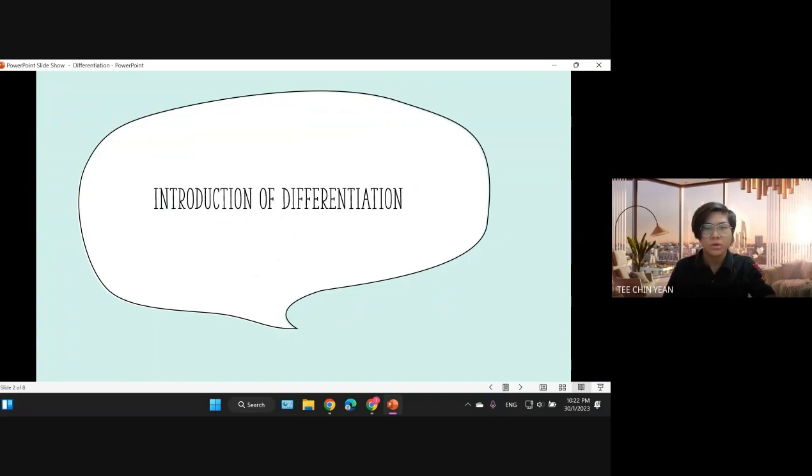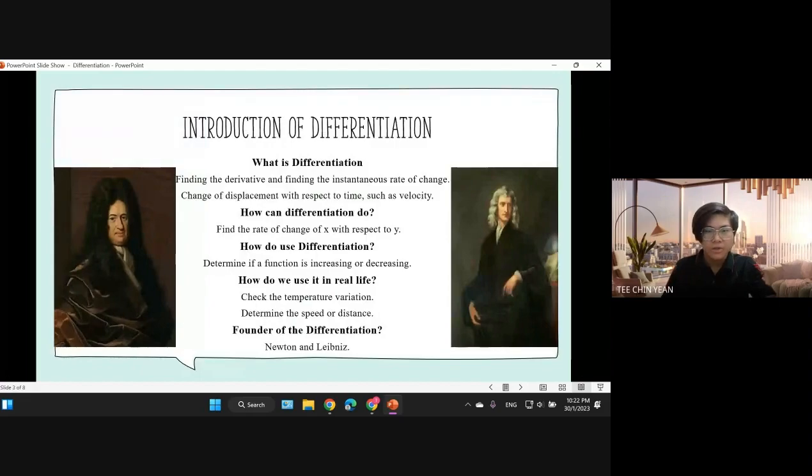So I will talk about the introduction of differentiation. So why differentiation? Differentiation is a method of finding the derivative of a function. Differentiation is a process where we find the instantaneous rate of change in a function based on one of its variables. The most common example is the rate of change of displacement with reference to time, called velocity.